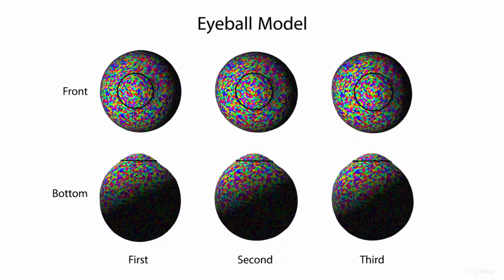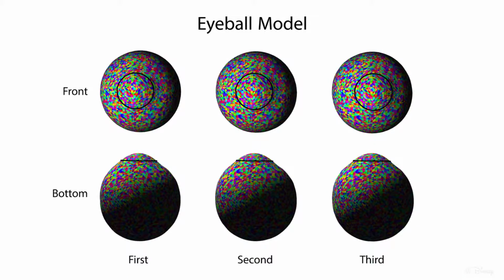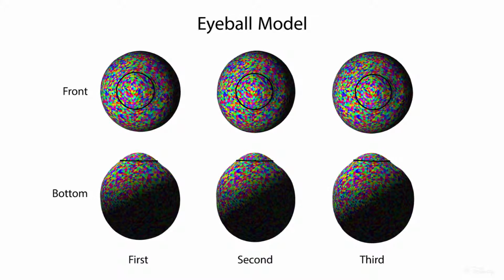The first component of our model is the eyeball model, which represents the low-frequency variation in eyeball shape. Here we show the major modes of variation.